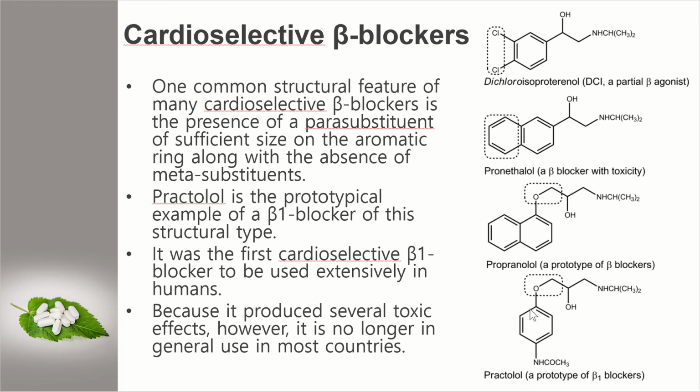So we have our aromatic ring or group here, and this group here, which is our amide group, is arranged para to this ether group up here, right? And so that gives it cardio-selectivity. So it was the first cardio-selective beta 1 blocker to be used in humans, but because it produced several toxic effects, it is no longer in general use in most countries.